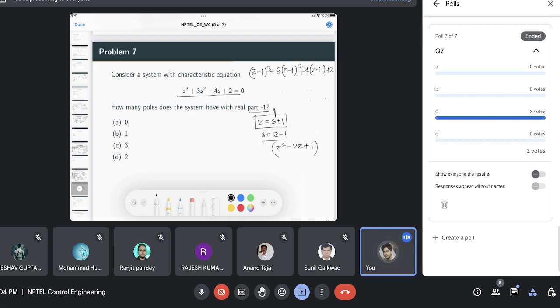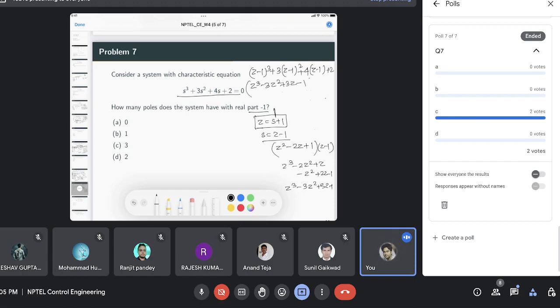Okay, so into z minus 1, so here z cubed minus 2z square plus z, minus z square plus 2z, sorry, minus 1. So it is z cubed minus 3z square plus 3z minus 1. Okay, so the first term is z cubed minus 3z square plus 3z minus 1.